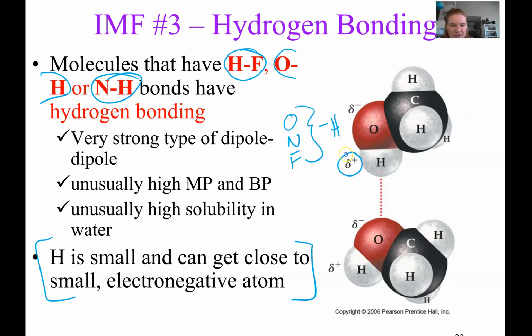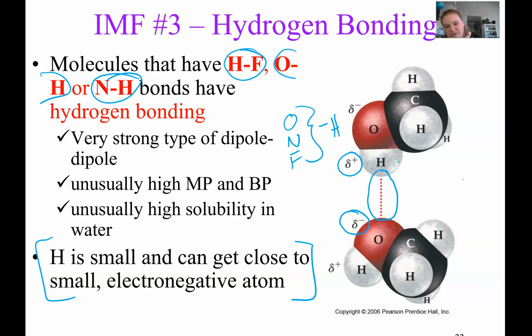So here's our partial positive hydrogen and our partial negative oxygen. That little dotted line right there is representing our hydrogen bonding attraction. And this is an extra strong case because our hydrogen is so small that it can get very close to the oxygen, and our oxygen is also small but also very electronegative, so they can get close together, which allows for that attraction to be even stronger.